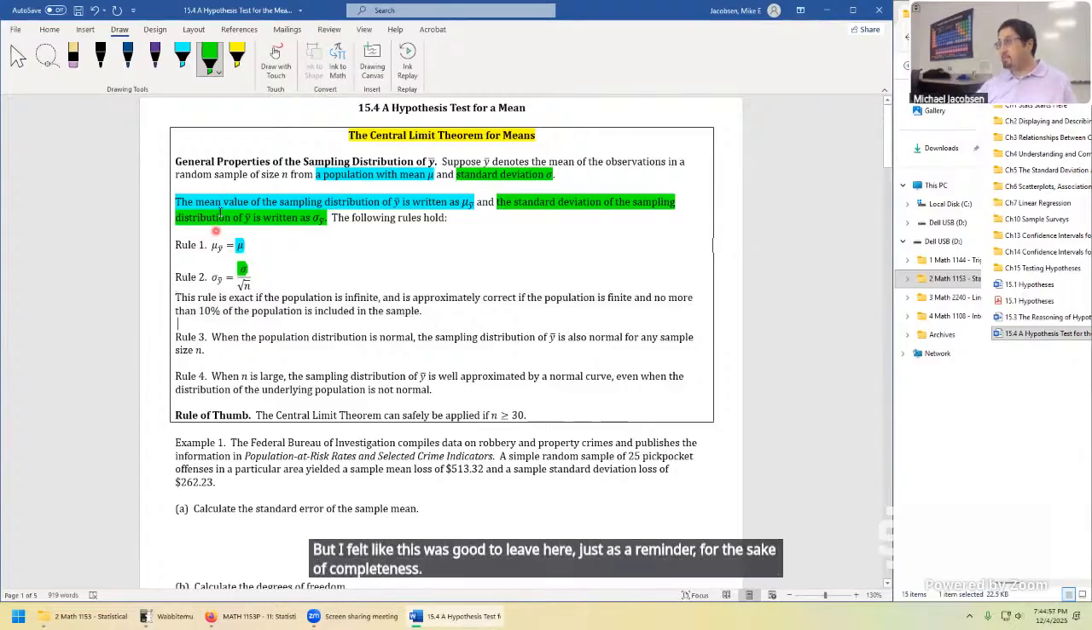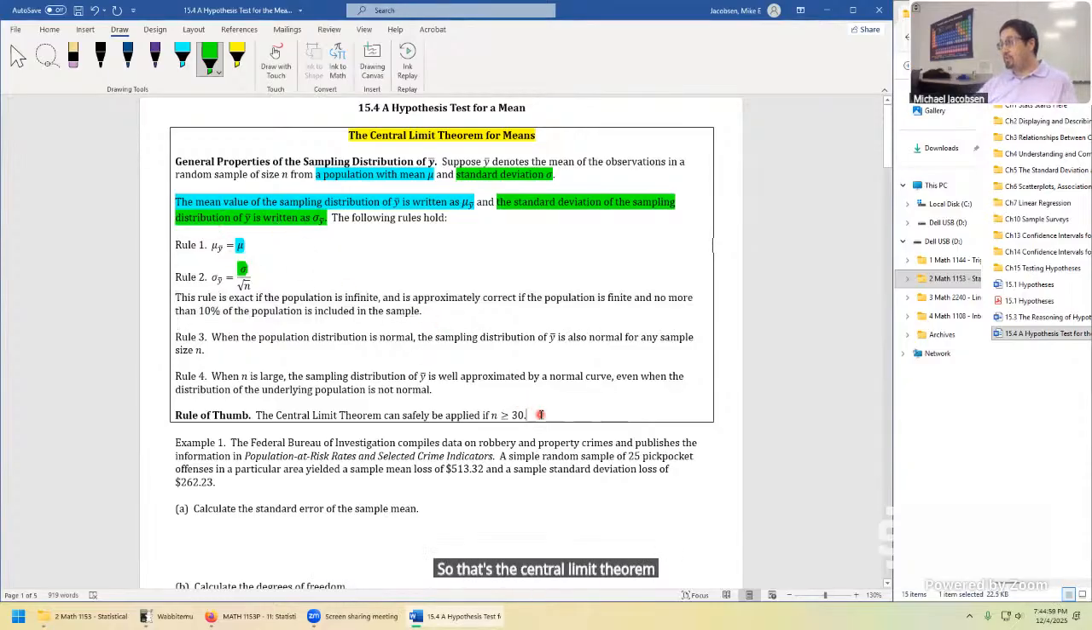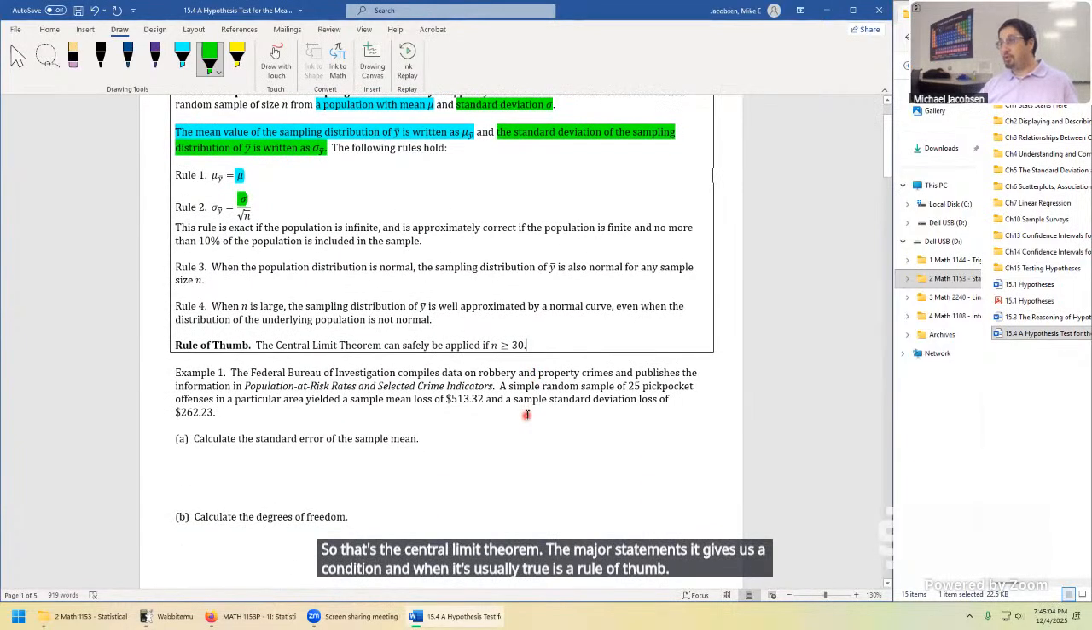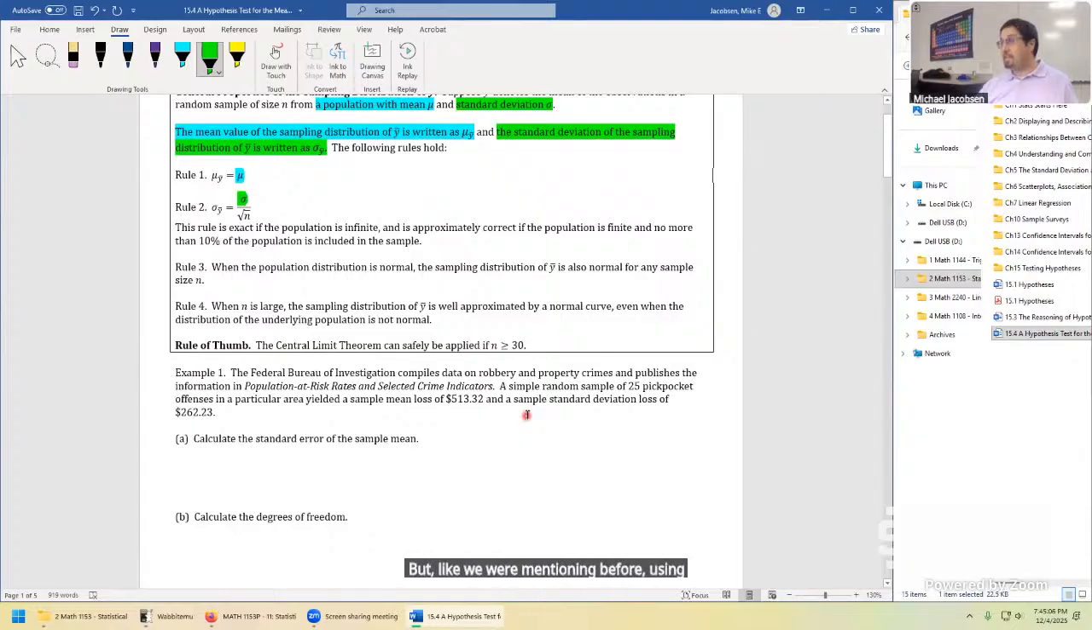So that's the central limit theorem, the major statements it gives us, a condition, and when it's usually true as a rule of thumb. But like we were mentioning before, using the central limit theorem is tough because we're doing a test on mu. That means we know mu is unknown. We can't just assume a value for sigma. If mu is unknown, so should sigma be as well. And so that's why we go back to the standard error. And we're also in the t distribution, so we need degrees of freedom. Example one is kind of like a warm-up problem, just revisiting these two different definitions.